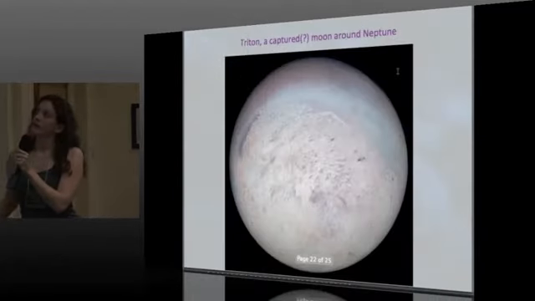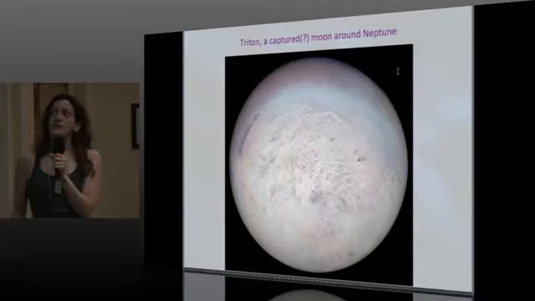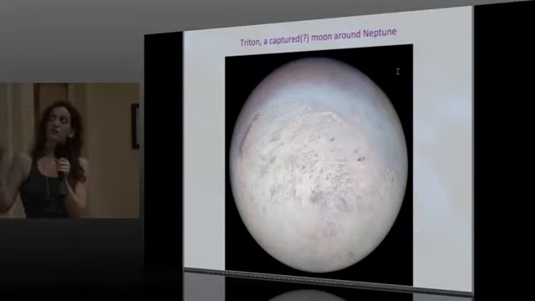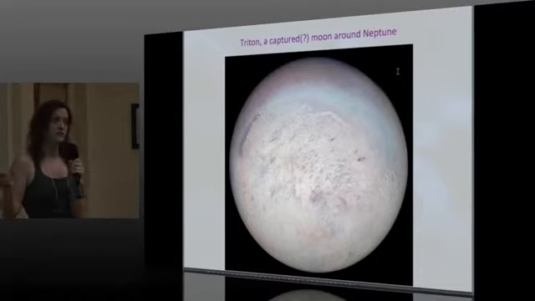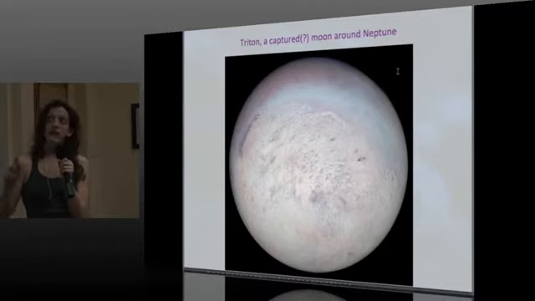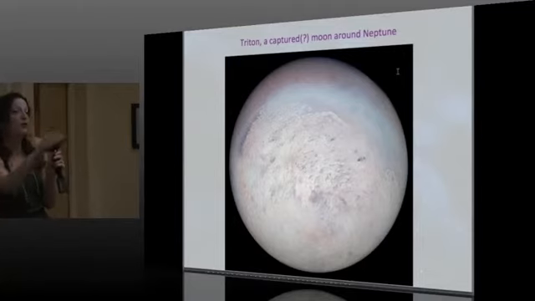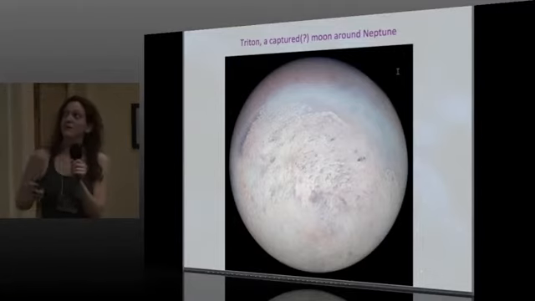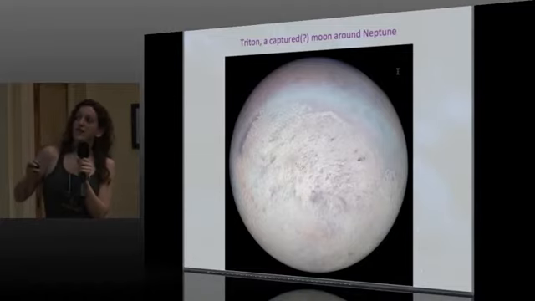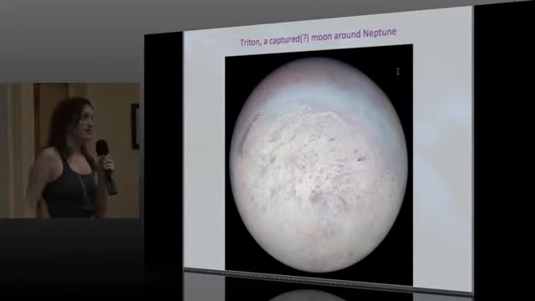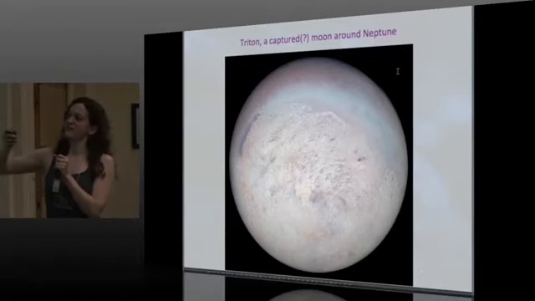I also wanted to mention Triton. I'm not going to say a lot about capturing, but just so you know, Triton is one of the coolest moons in our system. It is a moon of Neptune, and we think it might be captured because it travels retrograde. It travels backwards. All the other moons are going this way, Triton's swimming upstream. So Triton's cool, and it has an atmosphere, and it has some nitrogen sublimation going on. Someone's talking about Triton. There it is.